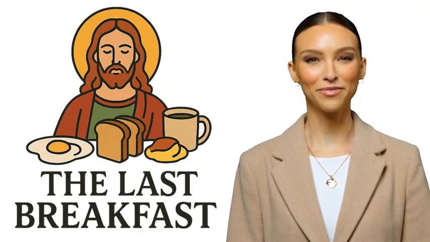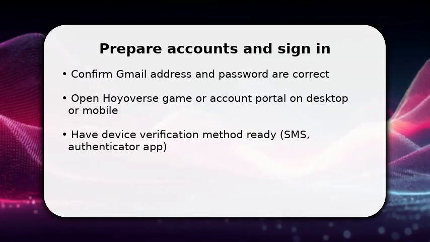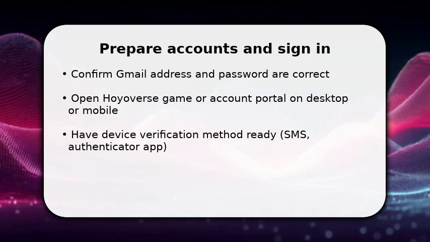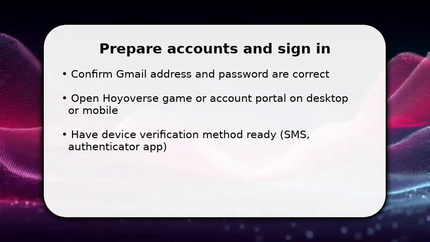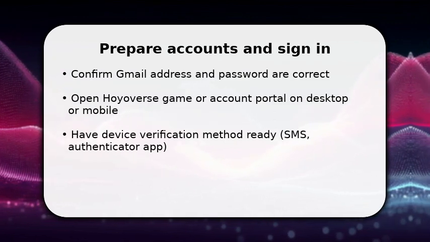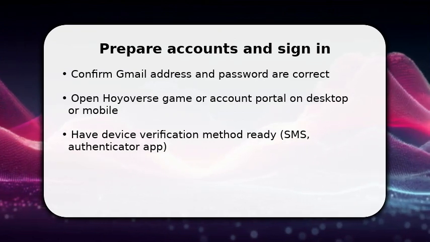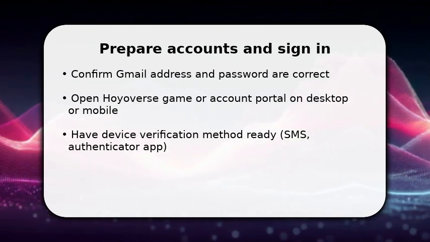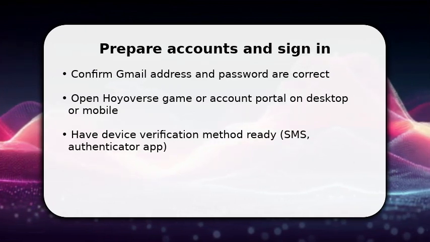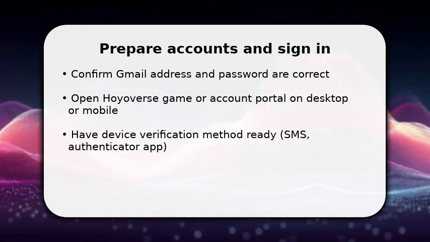Please enjoy the video. You start by signing into the Gmail account you plan to link. This ensures ownership and makes verification seamless. Once signed in, open the Hoyoverse game or official account portal and choose Account Management. Make sure two-step or device verification is available on your Gmail. This helps when Hoyoverse asks for a confirmation code.